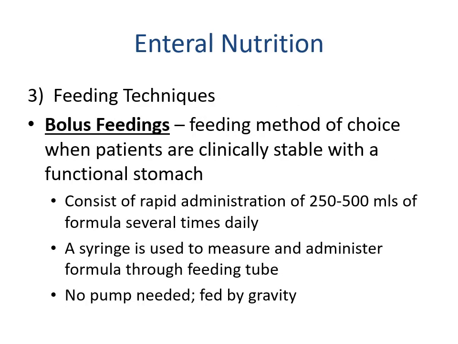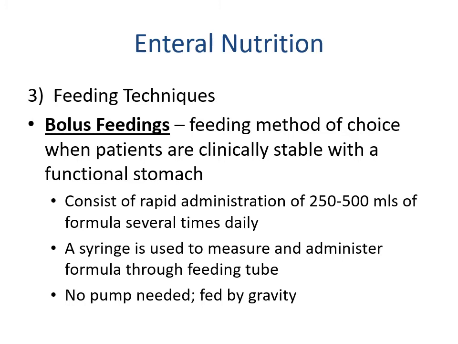And then lastly is looking at feeding techniques. So the goal, and what we want most patients to transition to, is a bolus feed. This is for a patient who's clinically stable with a functional stomach, in which case we do a rapid administration of 250 to 500 milliliters of formula several times a day. This is given via a large syringe, and it's measured and then administered through the feeding tube. This does not require a pump and can be fed using gravity.